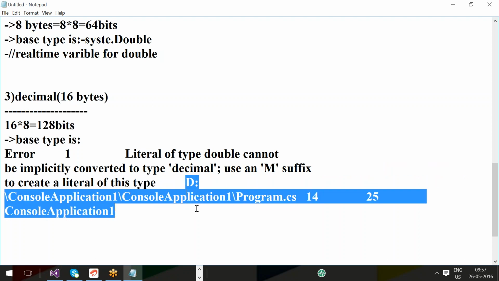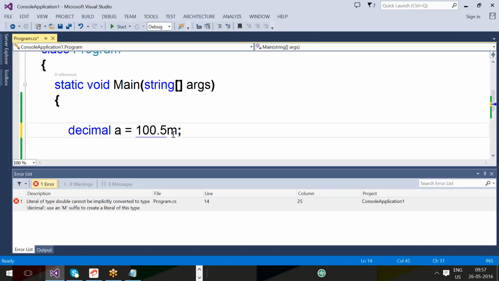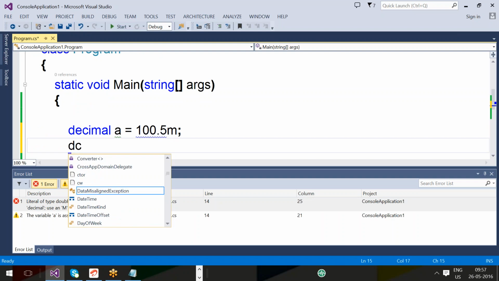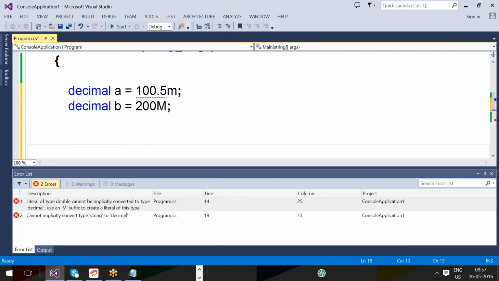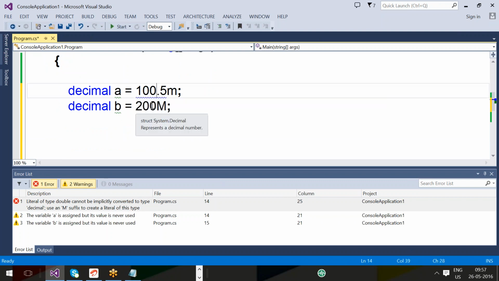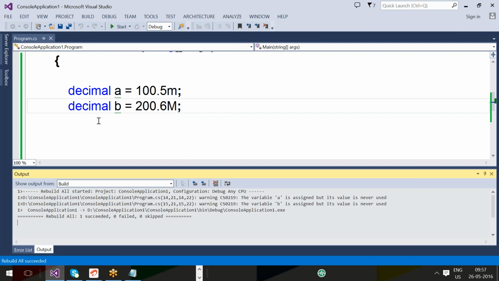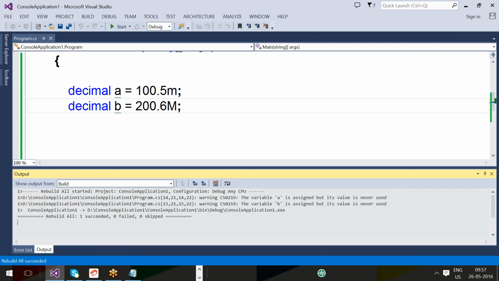So what it is telling is to postfix with M whenever you want to declare it as a decimal, either small m or capital M. Decimal b equal to 200.6M. Now we don't have any issues. You can see this is now decimal, with capital M or small m. Compilation, no error. Rebuild succeeded. So that is the story.